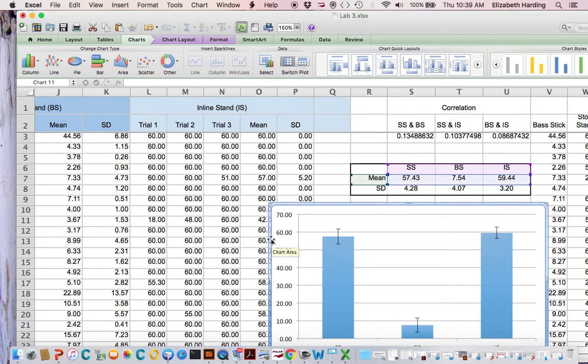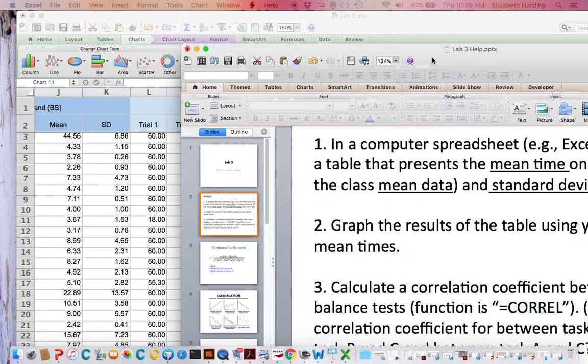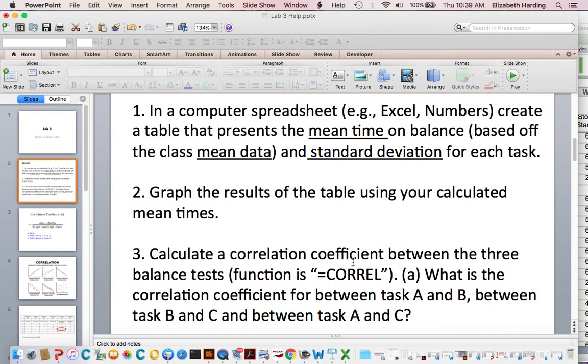So the last task that you needed to do was to calculate the correlation coefficient between the three balance tests. In Excel, we're going to use equals CORREL.